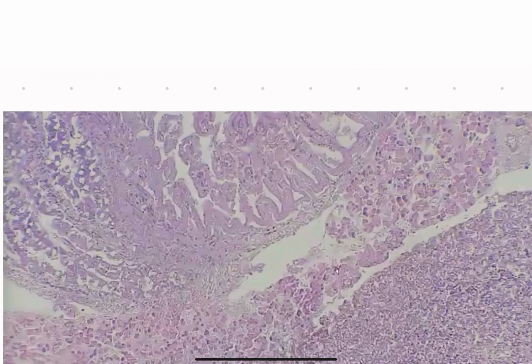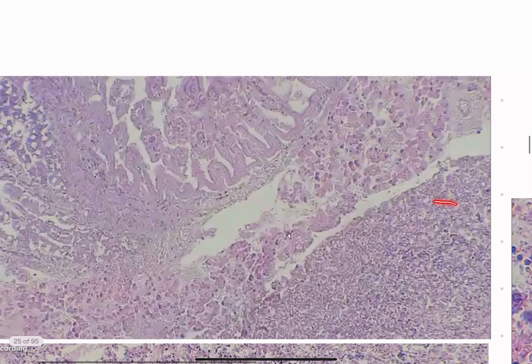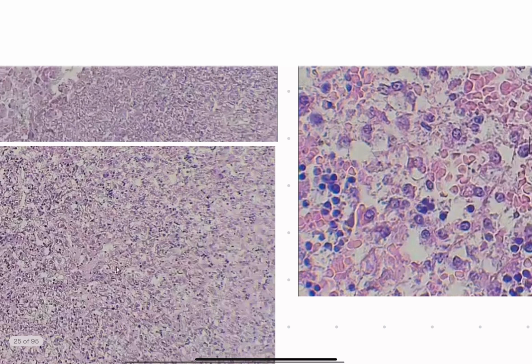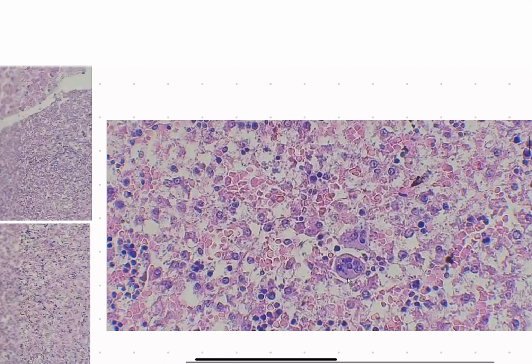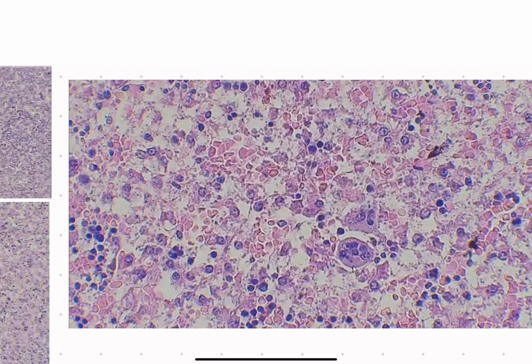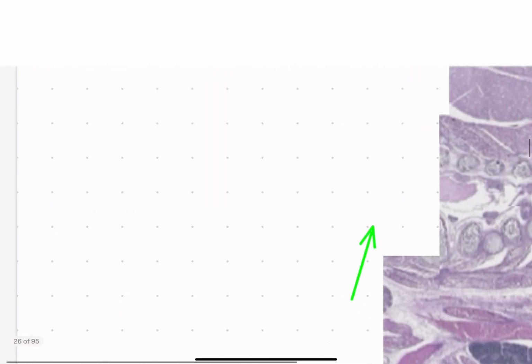Here we go. Now going further into this area, we see something like this. And then zooming in, again, we see something like this. Please write down the structure name of this. So slide and structure name. Okay, next slide.